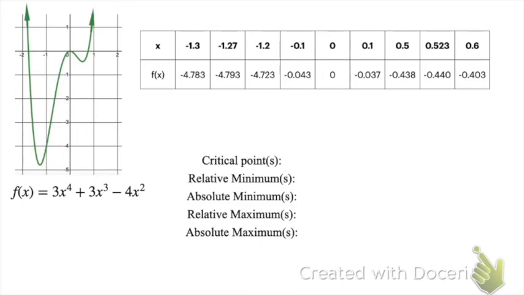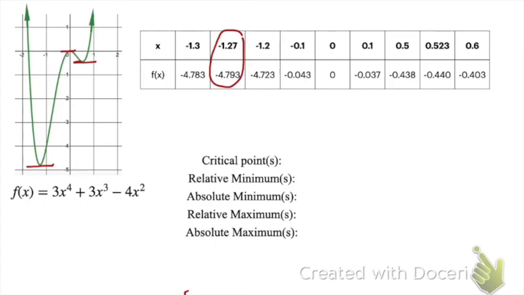Here we have the function f of x is 3x to the 4th plus 3x cubed minus 4x squared. And again, we're looking for critical points, relative mins, maxes, and absolutes. Again, plug these in your calculator, find out where these mins and maxes are, and then use a table to justify numerically what's going on. So critical points, we're looking again for those horizontal tangents, and here's a horizontal tangent, here's a horizontal tangent, and here's a horizontal tangent.